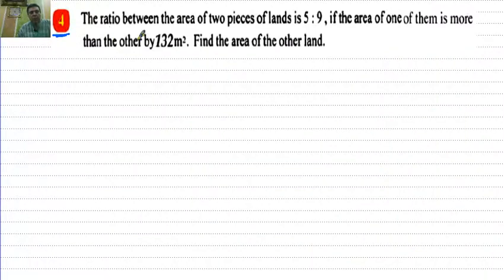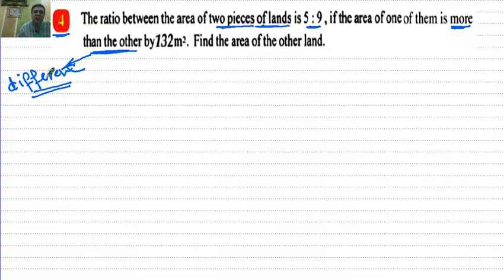Number 4. The ratio between the areas of 2 pieces of land is 5 to 9. If the area of one of them is more than the other... What's the meaning of more than? More than means difference. More than, less than, increase, decrease all mean difference.